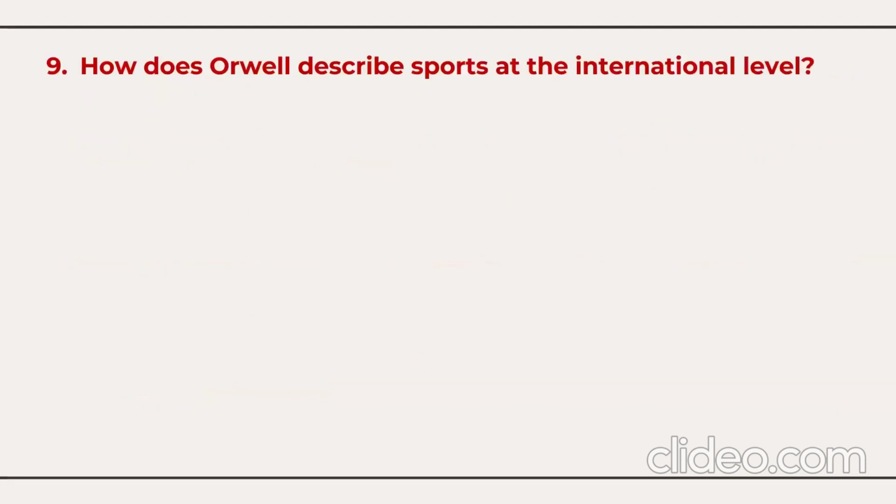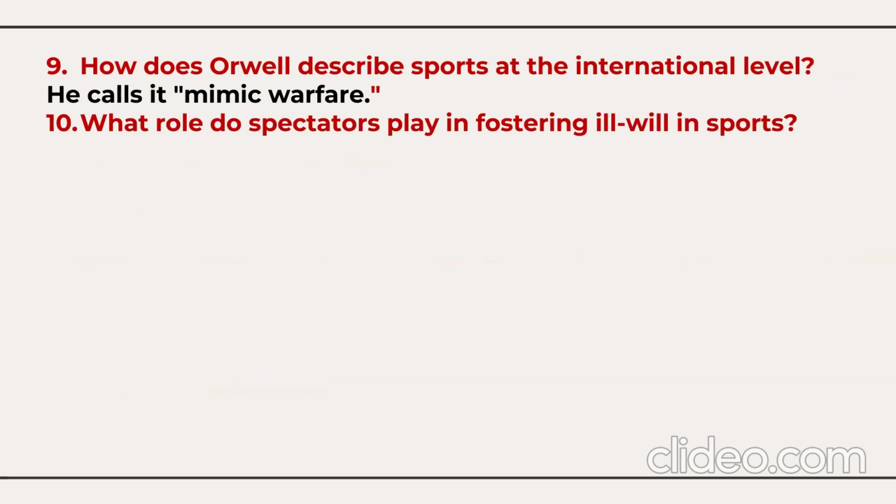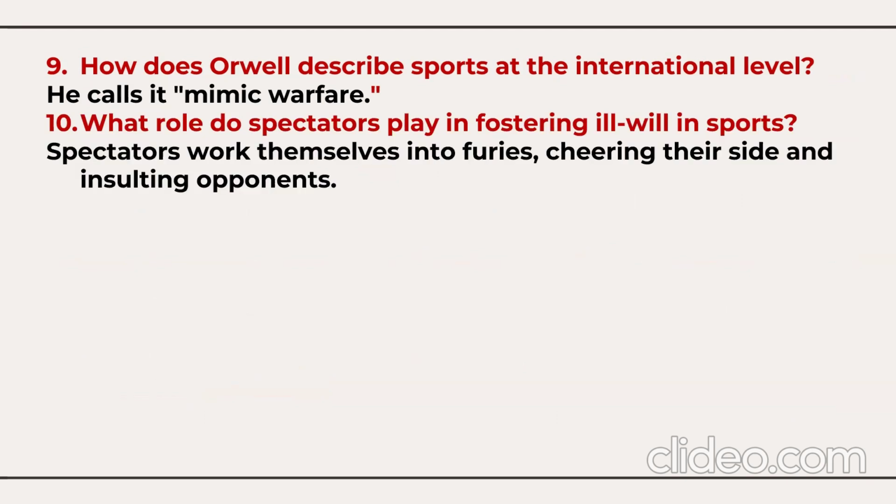How does George Orwell describe sports at the international level? He calls sports at the international level a mimic warfare. What role do spectators play in fostering ill will in sports? Spectators work themselves into furies, cheering their side and insulting opponents.